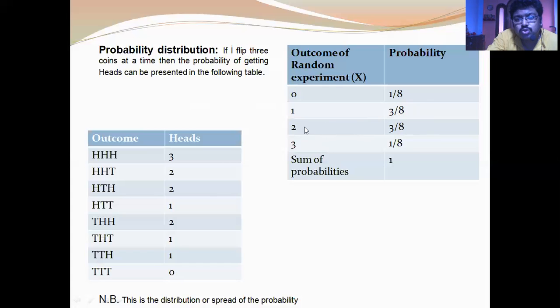Probability of getting two heads: 1, 2, 3, so 3 by 8. Probability of getting 3 heads at a time: 1 by 8. Probability of getting no heads: 1 by 8. If you sum all these 4, then you get 1. This must happen. So this is the distribution or spread of the probability.